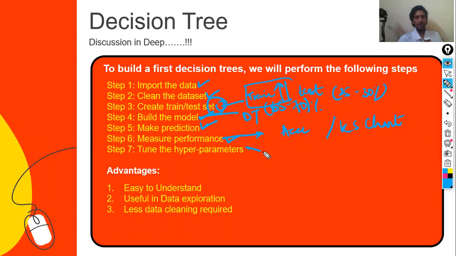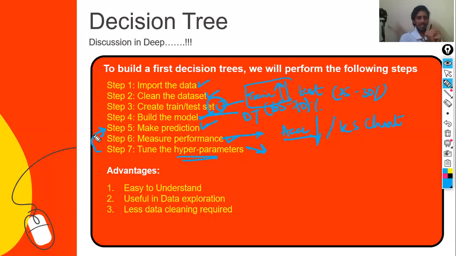Then, if you see that your accuracy is low, or the value that you're expecting is lower than what it should be, then you would move on into hyperparameter tuning, and then you repeat the steps again. But now when you repeat, you would be repeating it again from step 5. You will not be going back to cleaning the data set and all. So this is how you work on a decision tree.